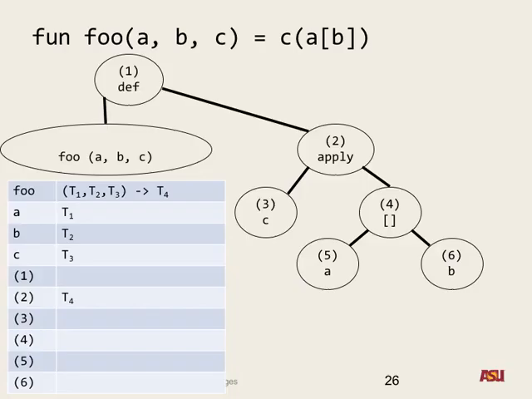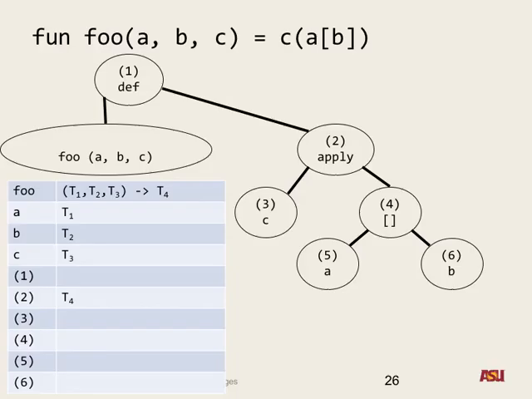Node 3 must return the same thing as node 2? But isn't this the function to be called? So what are the constraints on a function application? Node 4 must be the same return type as 3. Four must be the same, yes, okay.